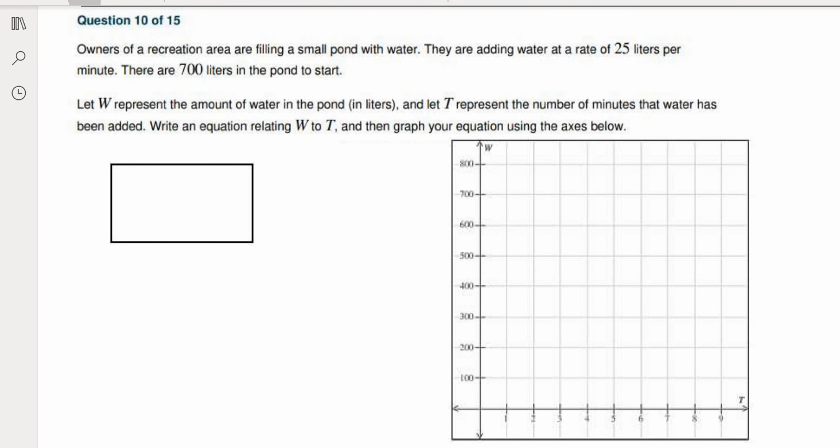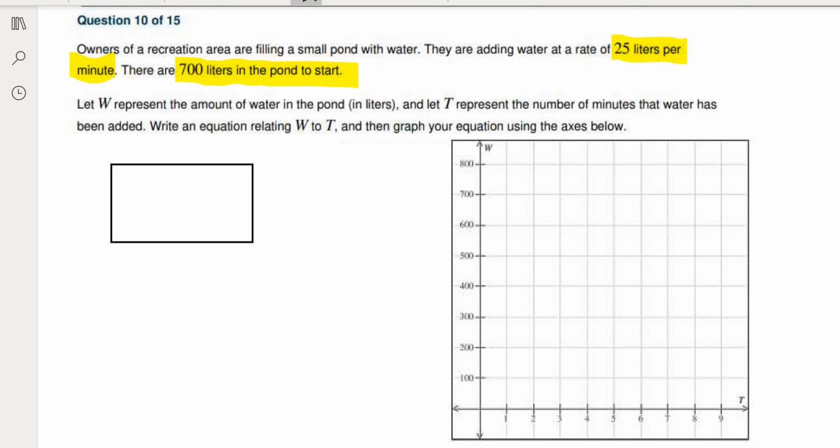Okay, everyone, this is question number 10. This is the Chapter 4 review. It says, owners of a recreation area are filling a small pond with water. They are adding water at a rate of 25 liters per minute. There are 700 liters in the pond to start. Those are all important bits of information that we need.